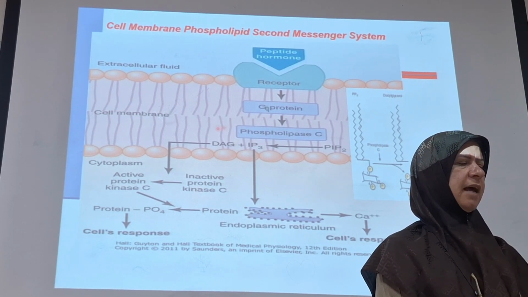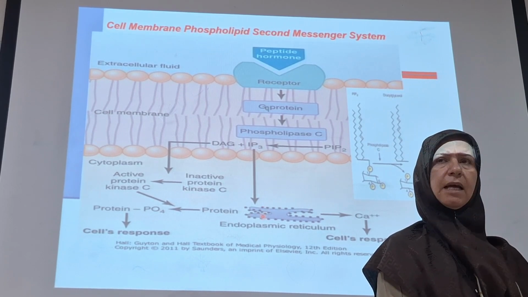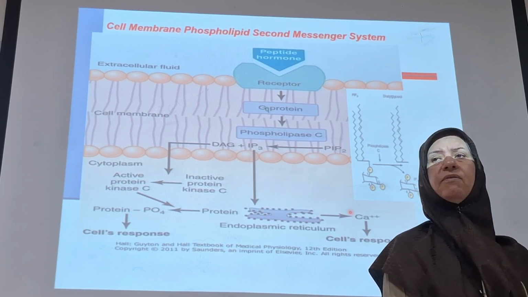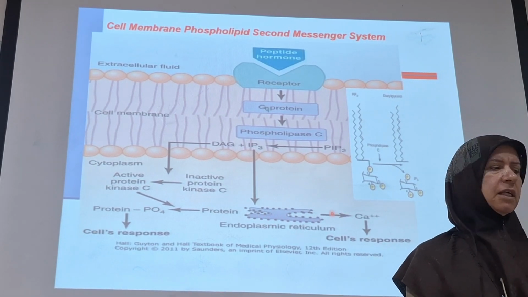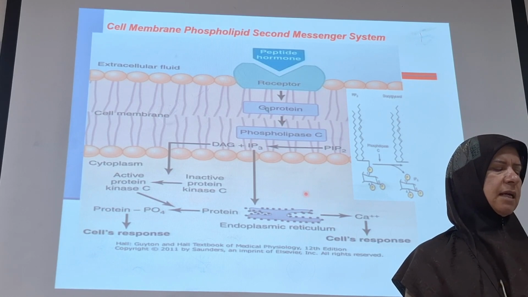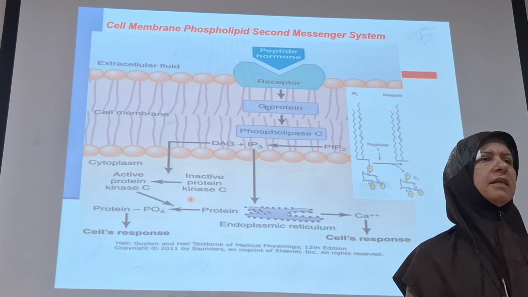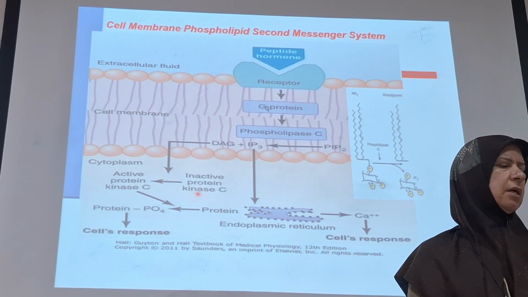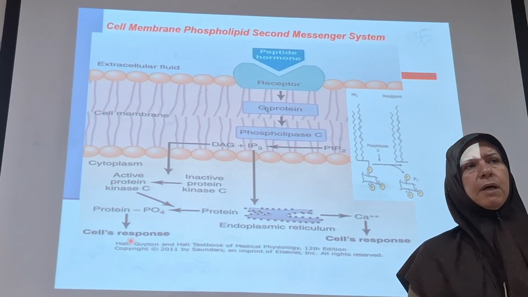So, IP3 and DAG. IP3 inside the cells binds to its receptor and increases the calcium level inside the cells. And DAG activates protein kinase C. Protein kinase C phosphorylates proteins and leads to a response.